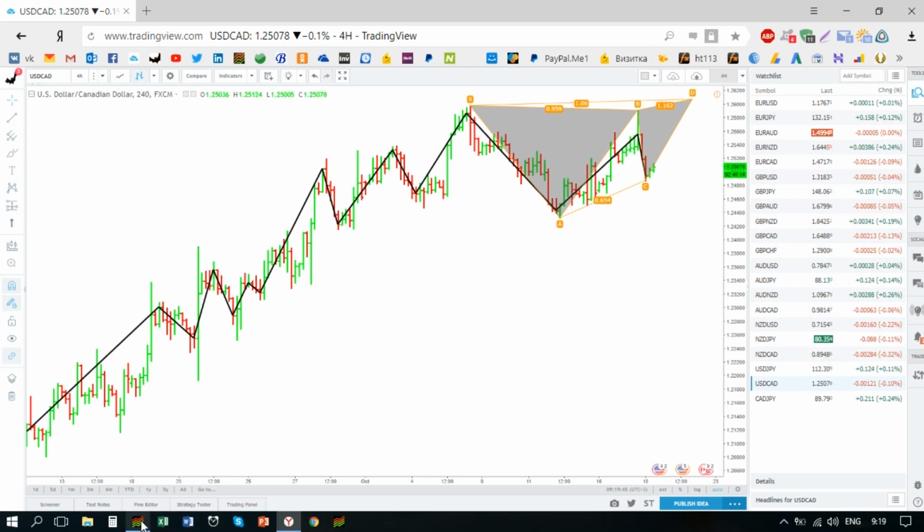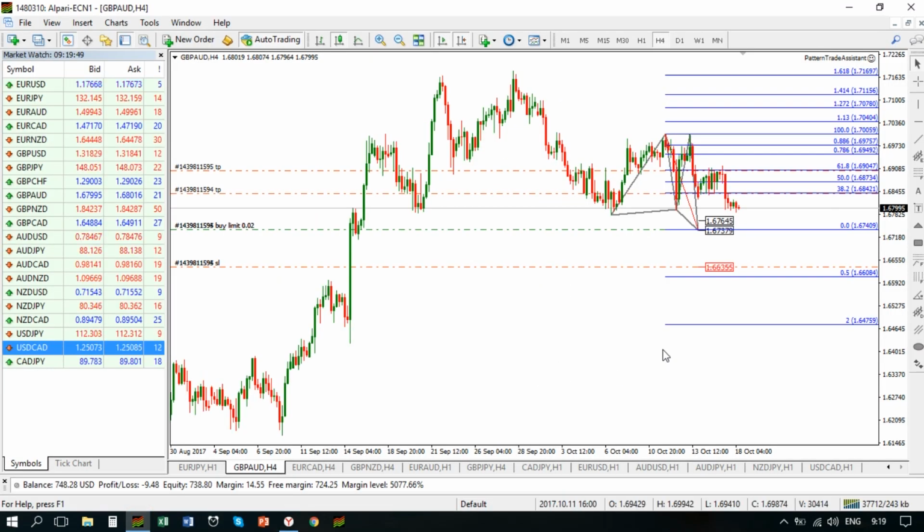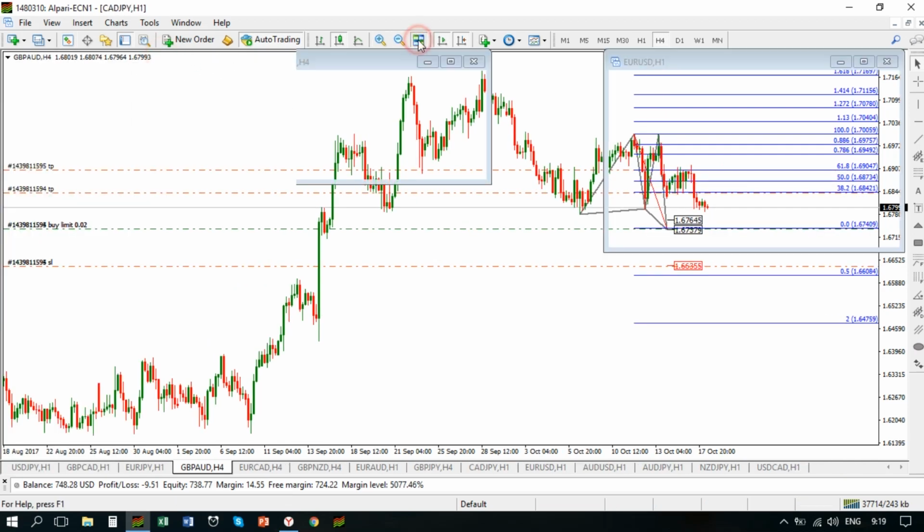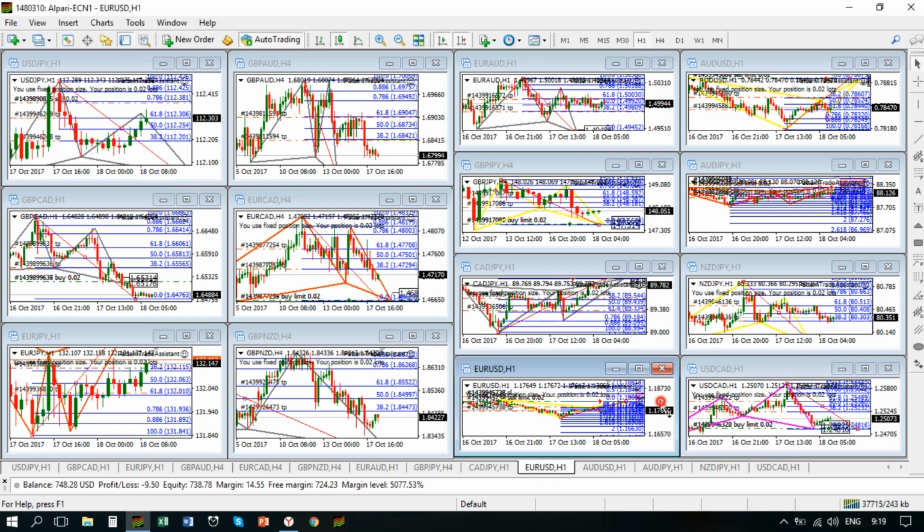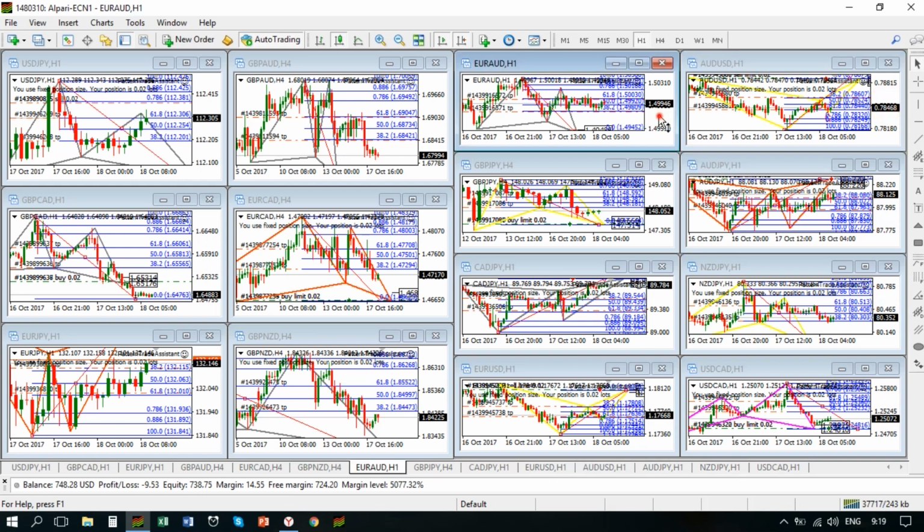So now let's go back to my MetaTrader and, as I promised, show you the performance of the trade. Once again, let me tile the windows so you will see the trades that I have on my radar, the pairs that you should probably have on your radar as well. So dollar yen, pound Canadian, euro yen, pound Aussie, euro Canadian, pound New Zealand, euro Aussie, pound yen, Canadian yen, euro dollar, Aussie yen, New Zealand yen, dollar Canadian.